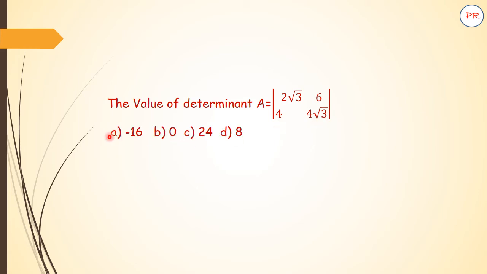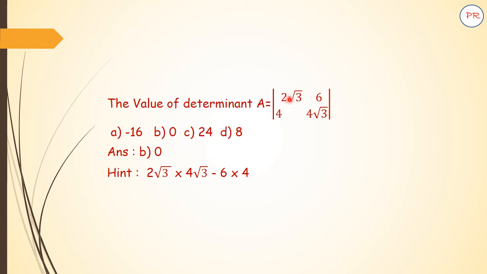The next question over here is the value of determinant A is equal to 2 root 3, 6, 4, 4 root 3. Options are A minus 16, B 0, C 24, D 8. Answer is B 0. Let us see how to solve this.